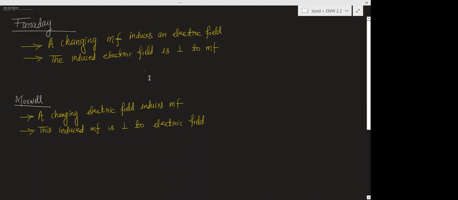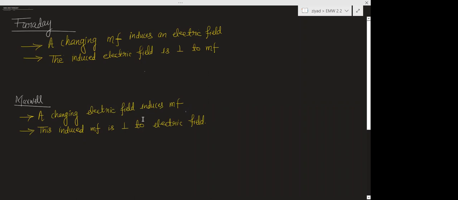Okay, so after that, basically, if you are changing a magnetic field, you will get an electric field, and that electric field will be perpendicular to the magnetic field. And if you are changing an electric field, you will get a magnetic field, and that magnetic field will be perpendicular to the electric field.